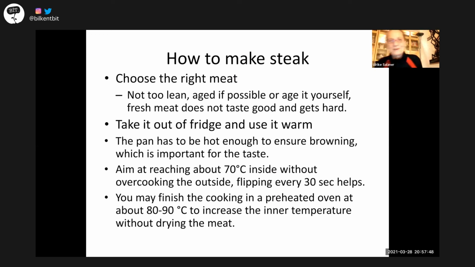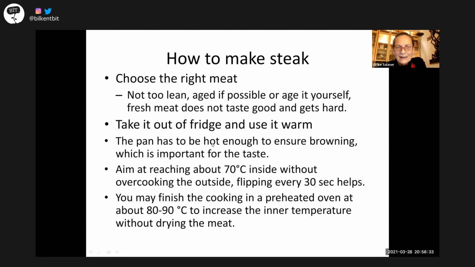Okay, to sum it up, how to cook a decent steak: first of all, choose the right meat. It shouldn't be too lean. And if you cannot buy aged, try to age it yourself in the fridge. Be careful, it should be at low temperature. It shouldn't dry up, but it gets much better if you leave it at least 5 or 6 days. Fresh meat simply doesn't taste good, and it gets hard, because all this collagen is broken down by the enzymes, and it helps us. Take it out of the fridge and use it warm. Don't use too cold meat because you cannot fry it evenly. You would overcook it on the outside and you don't get it done on the inside.